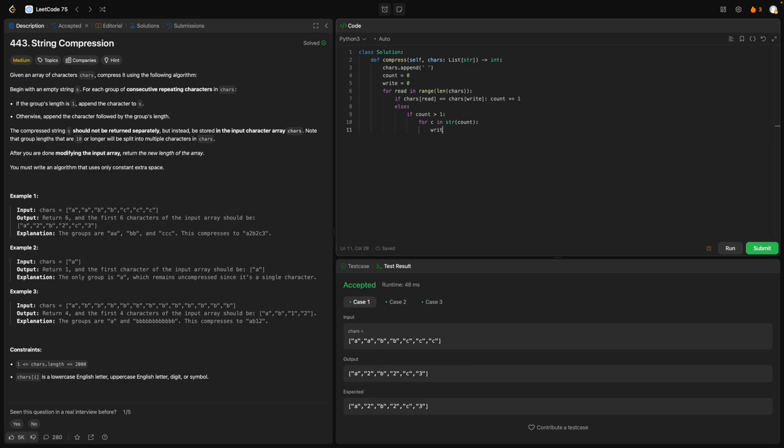So write, write plus 1, chars write equals that character, and the write is going to plus 1, chars write should be chars read, count, 1. Return the write.